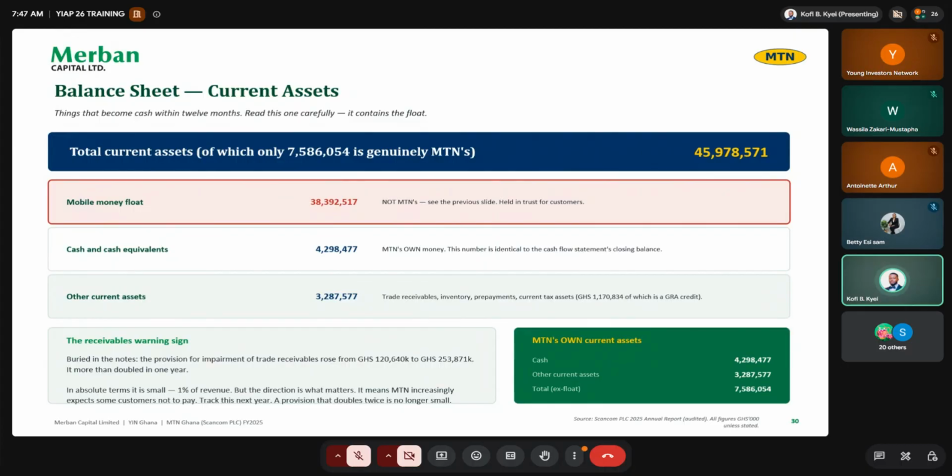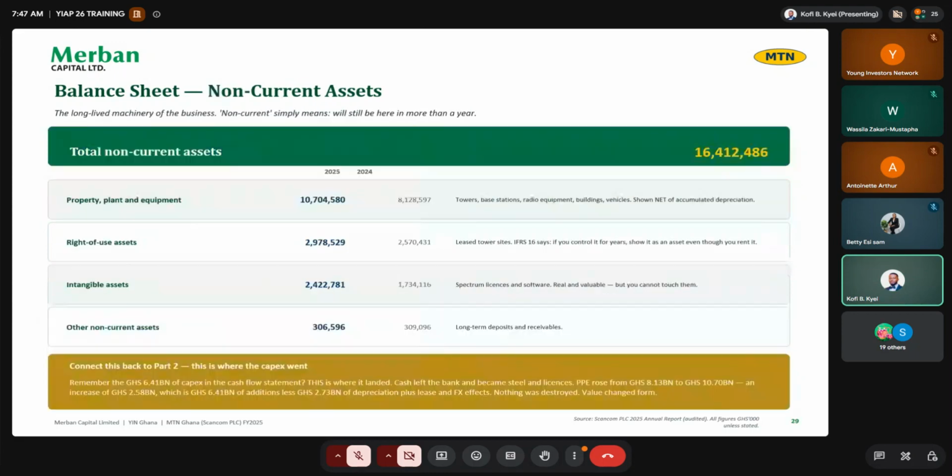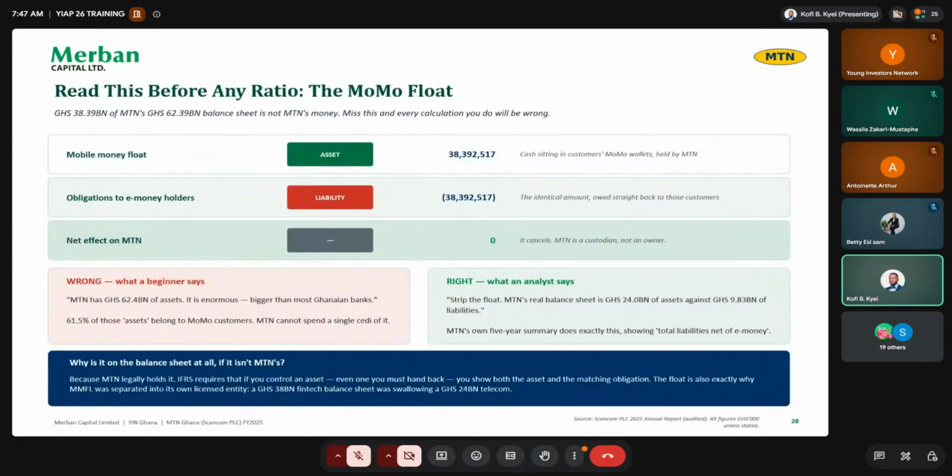38.4, as we explained, is for mobile money holders. The cash and cash equivalent is 4.2 billion. Then other current assets, 3.3 billion. So the two put together generally belong to MTN. We are breaking it down, so don't be confused with the numbers.